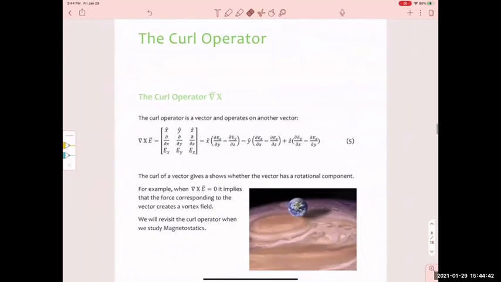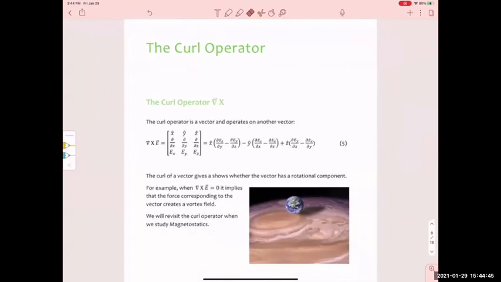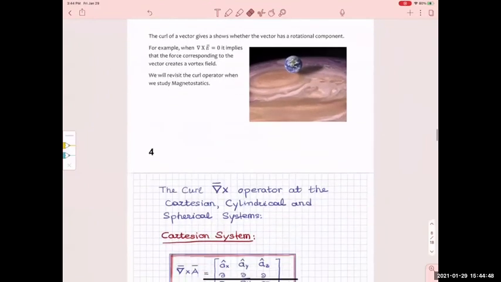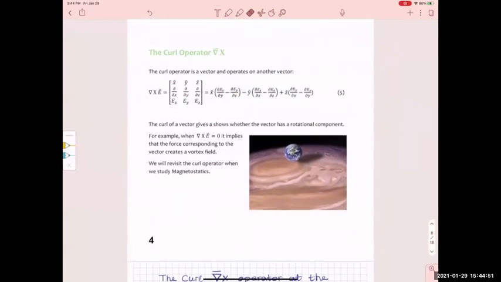The last thing for today is the curl operator. It's not exactly the last, but we're getting close to that. The curl operator is yet another expression of the del operator. When the del operator creates a cross product with a vector, it's called the curl, right? And while the divergence of a vector shows the change that is happening and where it happens, the curl of a vector tells you whether the vector rotates, all right?